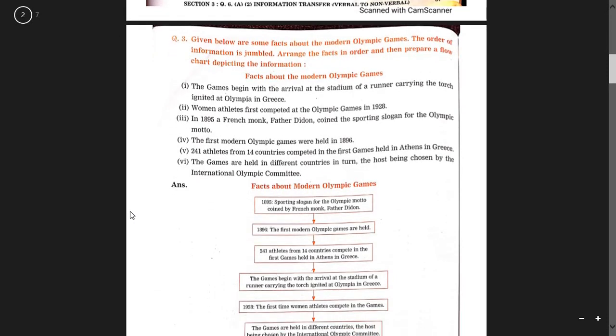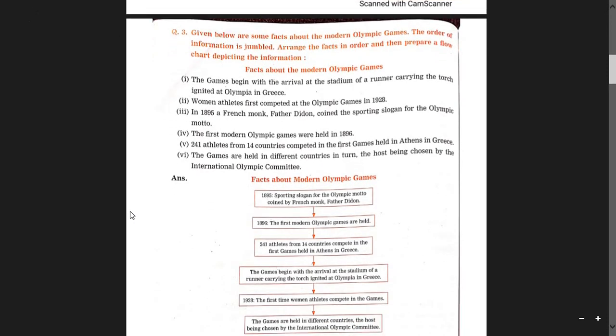Number 3. Given below are some facts about the modern Olympic Games. The order of information is jumbled. Arrange the facts in order and then prepare a flow chart depicting the information.